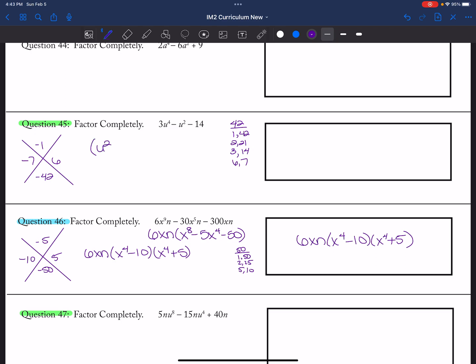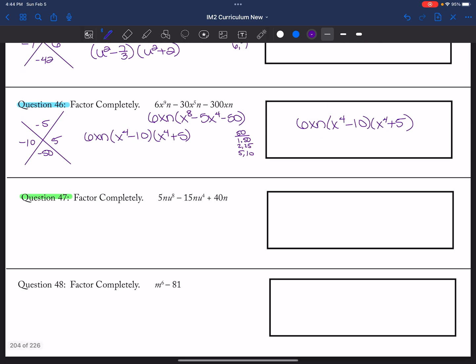So this will be a u squared minus 7 over 3 and a u squared plus 6 over 3. So then I reduce, so u squared minus 7 over 3, u squared plus 2. So then this is a 3u squared minus 7 and a u squared plus 2. Okay. And then 47, everybody's divisible by 5 and an n. So then this gives me a u to the 8th minus 3u to the 4th, and then plus 8.